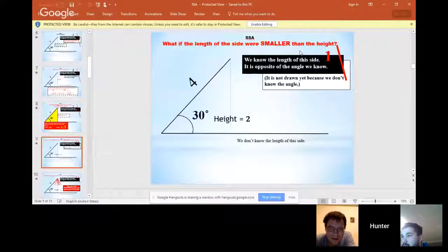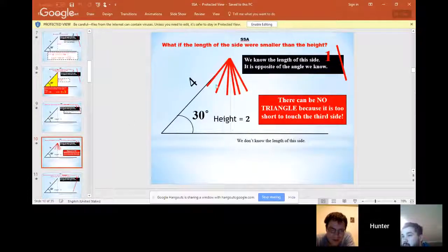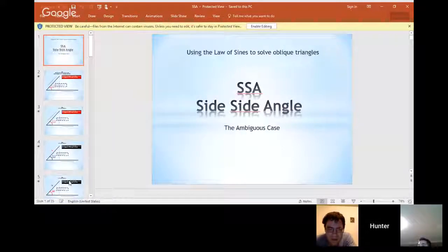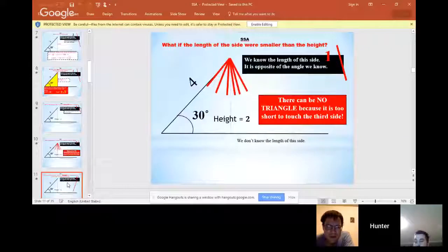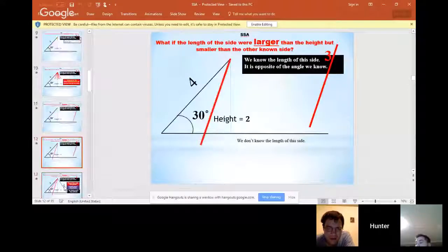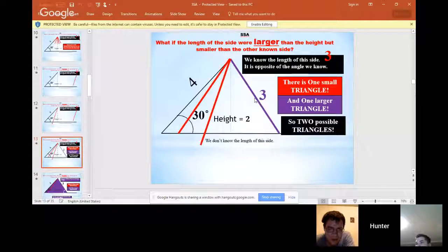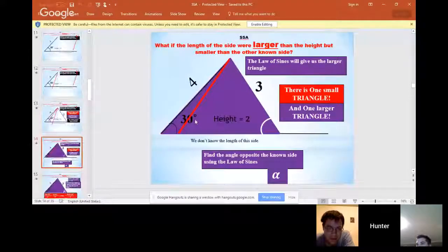What if the length of the side was smaller? Okay, that makes more sense. That's the difference. Too short. Yeah, so if your side is shorter than the height, then it can never complete the triangle, because the right triangle takes the shortest path to complete the triangle. If it was larger, then boom, you could do that. That's pretty cool, actually. That kind of makes sense now.